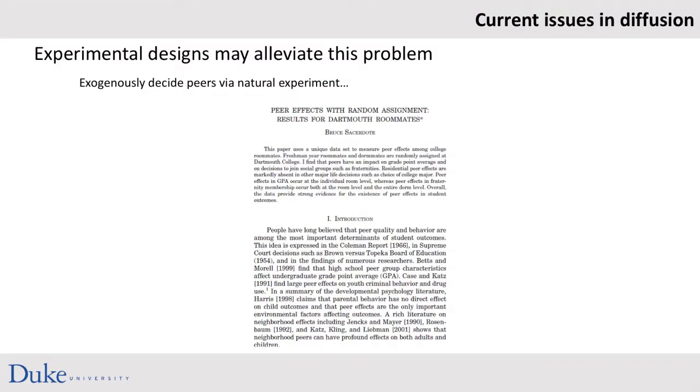So as I said, David will talk about one of the options for better models on Friday. But another possibility is to think of better data. And one of the more exciting things going on in the diffusion literature right now is a series of experimental models being conducted to basically randomly assign who's connected to who.